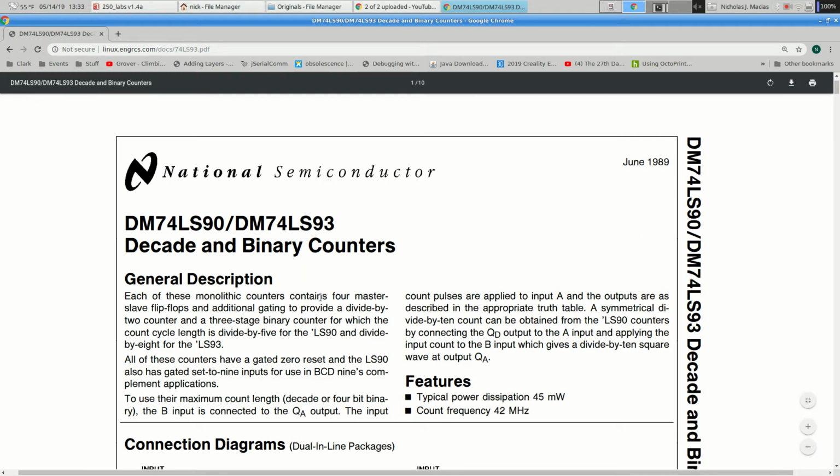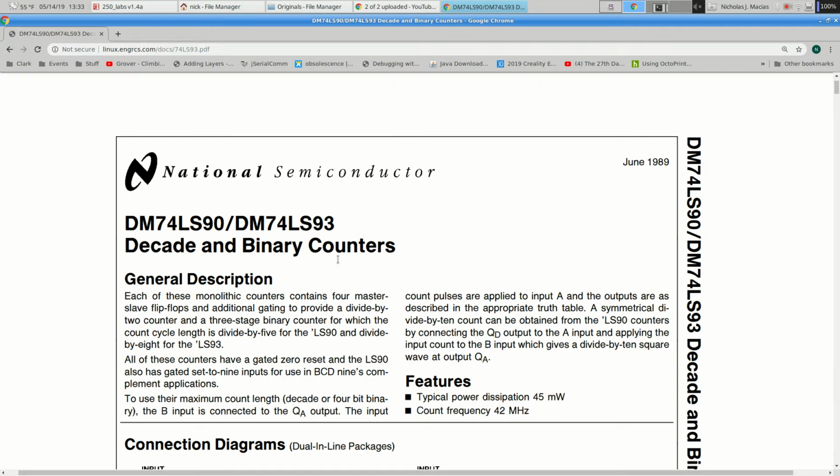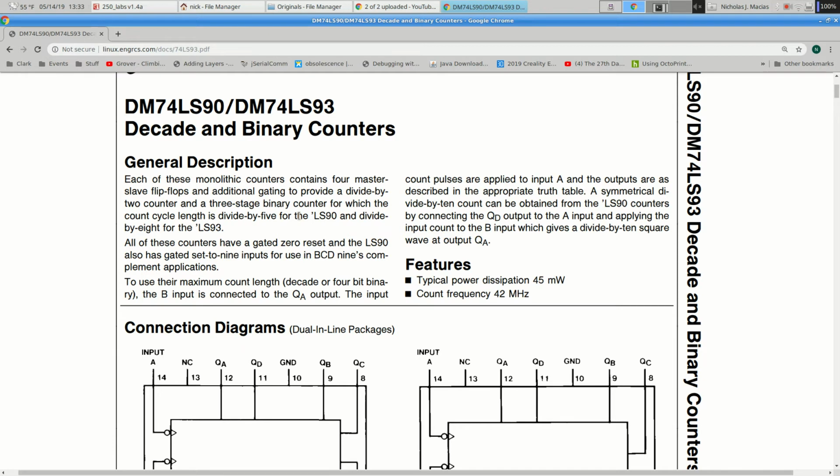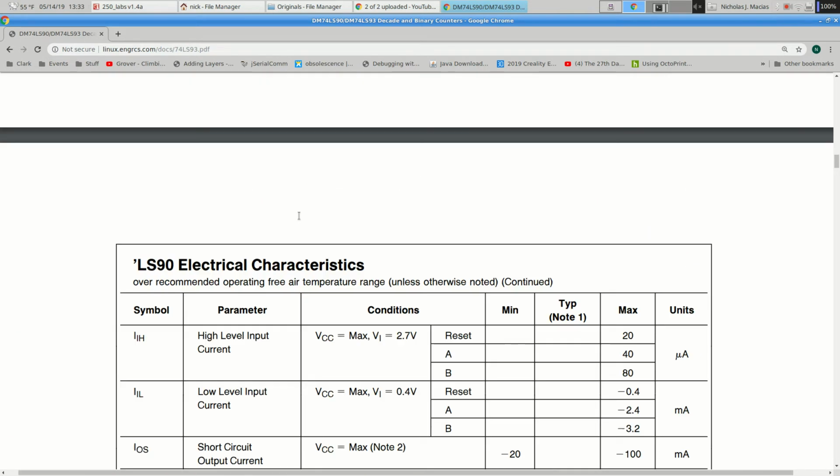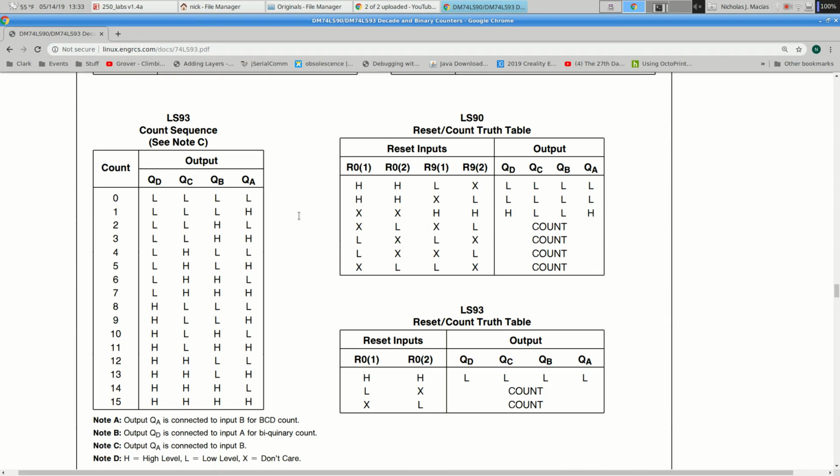Each of these monolithic counters contains 4 master-slave flip-flops, gating, and so on. Doesn't really tell you. So binary counters typically count up, right? Unless it's called an up-down counter or a down counter. Up-downs can go up or down, downs go down. So this is going to give us a nice sequence of bits that look like it's counting in binary.